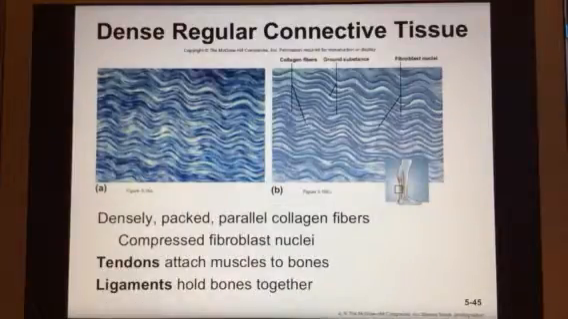Here's your dense regular connective tissue. It is very dense. So those collagen fibers are packed in there real tight. You can see the nuclei of the fibroblasts, but it's weird because they don't look anything like the fibroblasts in the areolar tissue. They are very packed in there, and you see this in tendons that attach muscles to bones and ligaments that are holding bones together.